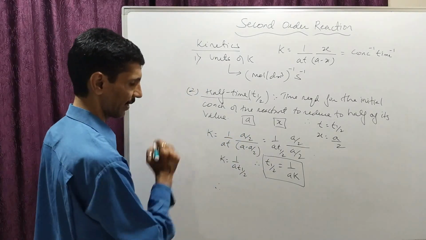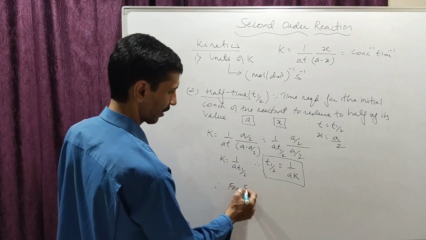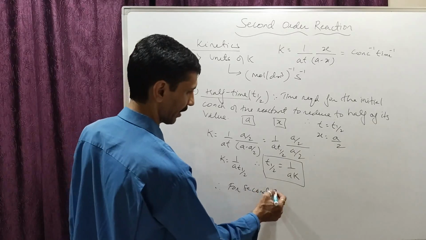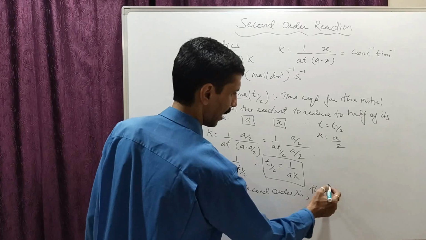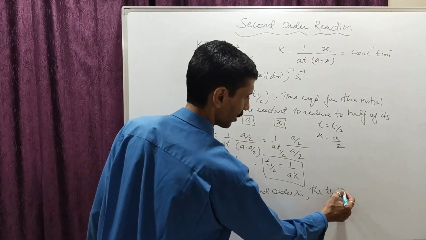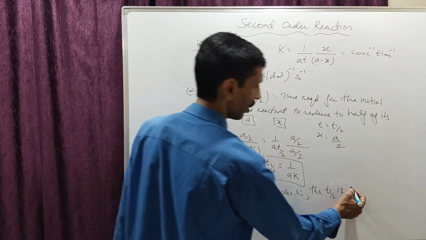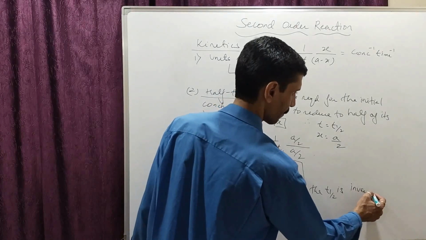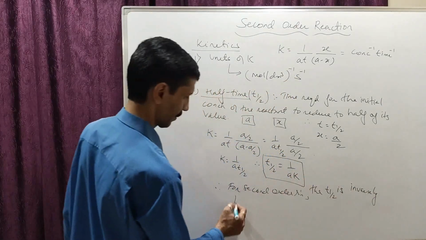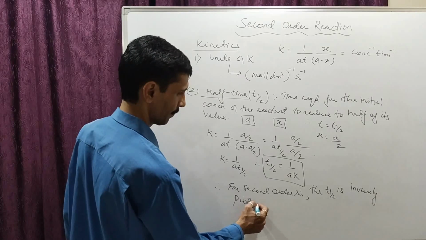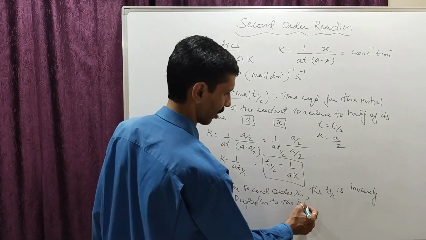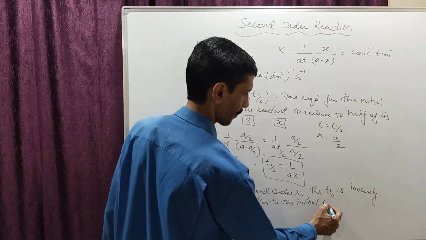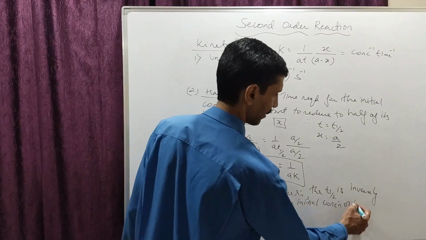And in this way we will write that for a second order reaction, the half time, that is T half, is inversely proportional to the initial concentration of the reactant.